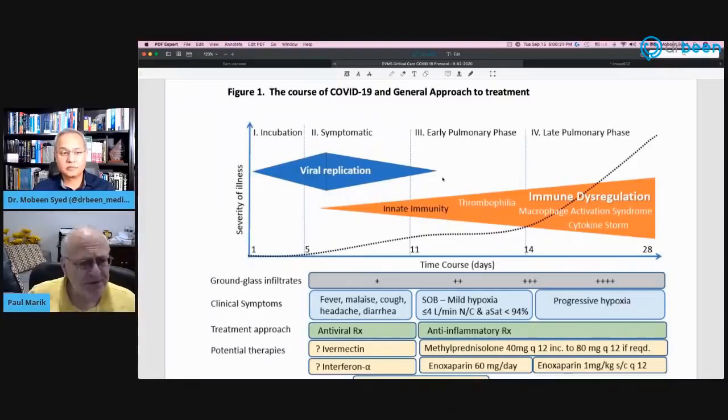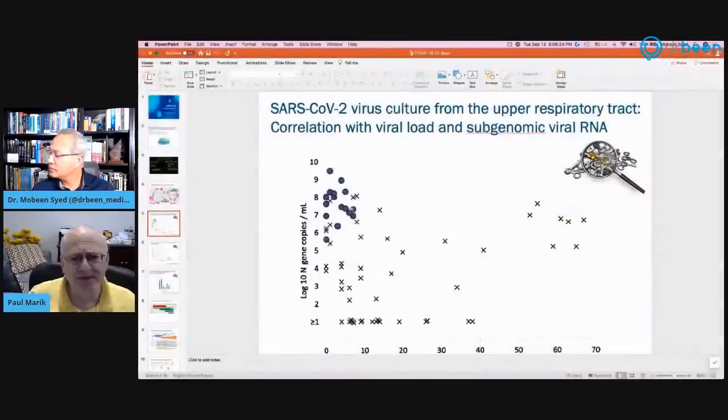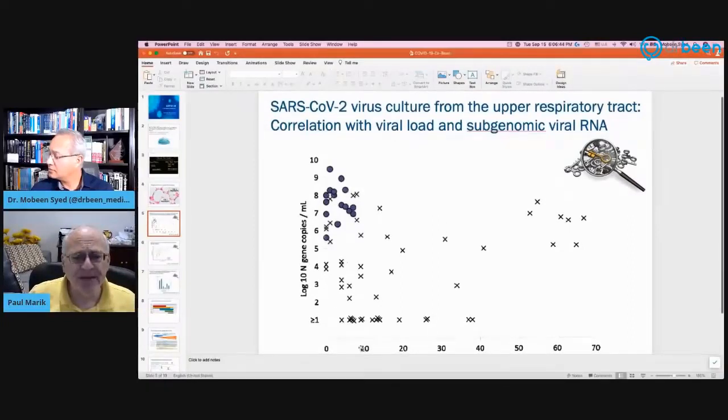If we go to the previous slide, which we were looking at, yes. So basically what this does is looks at the PCR and looks at live virus by culture. So the crosses are PCR, and it's on a log scale. So you can see that initially, the first 10 days, the PCR viral load is exceedingly high. We're talking about 10 to the 9, 10 to the 10 virions. So that's a billion viruses per milliliter. So there's an enormous viral load.